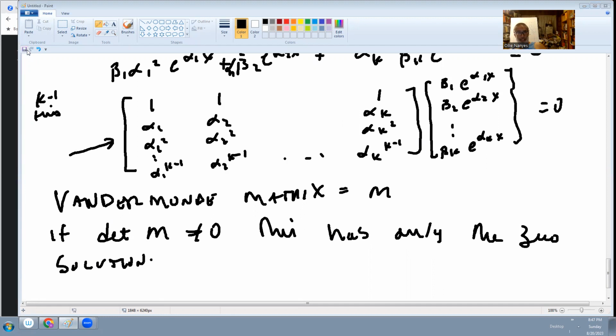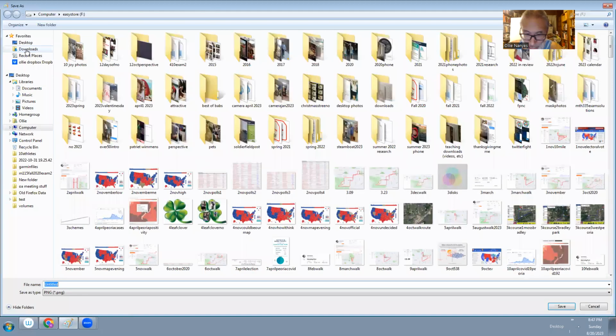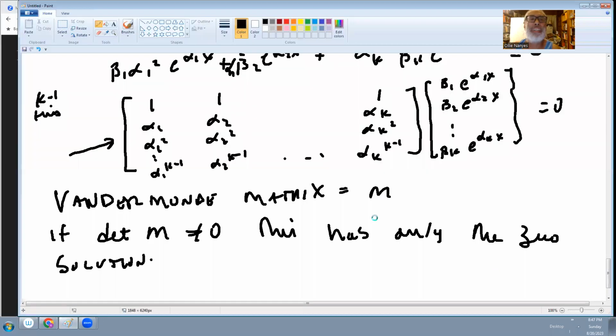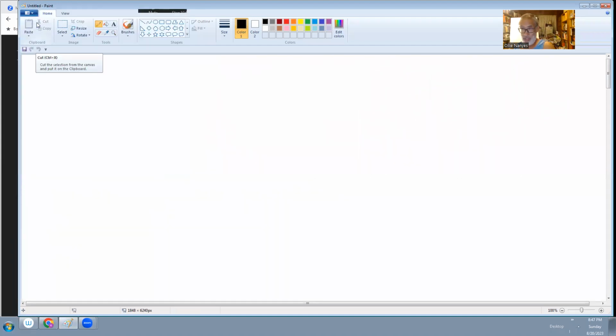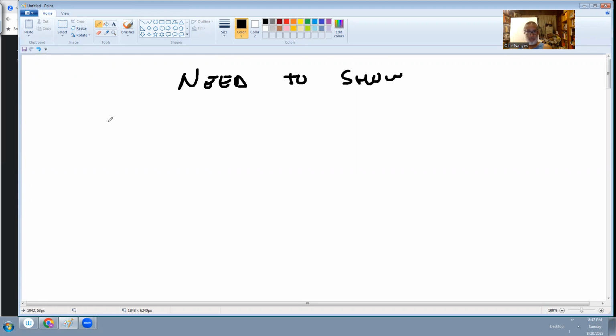So I want to go ahead and share this. Save this. Matrix 1. And let's go to a new one. That's what we like to do. So we need to show that this Vandermonde matrix is non-singular.